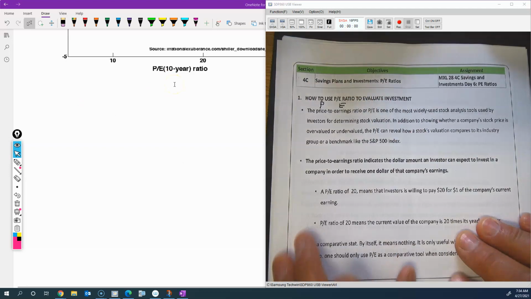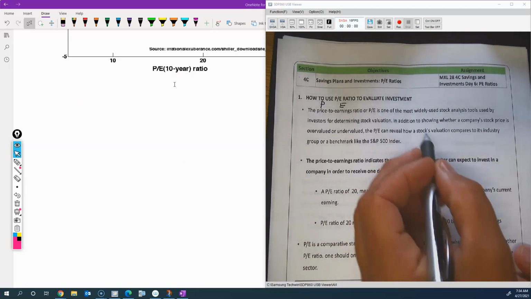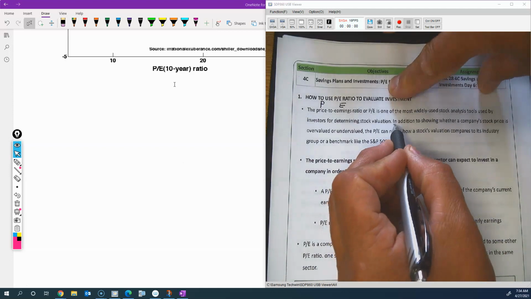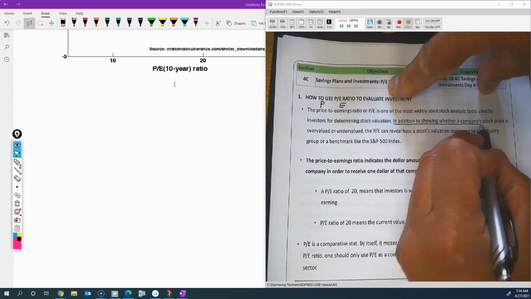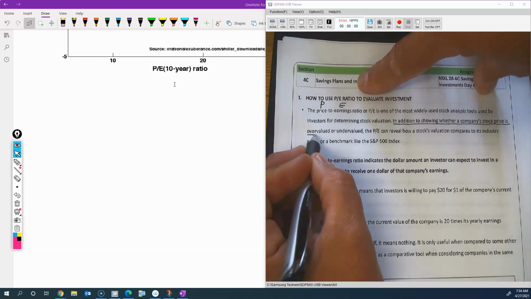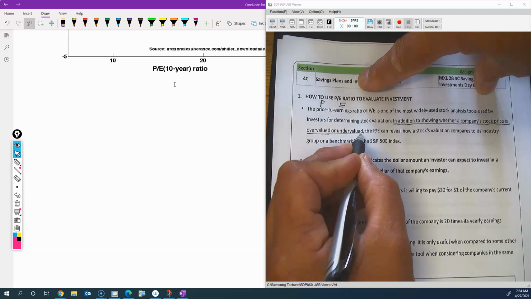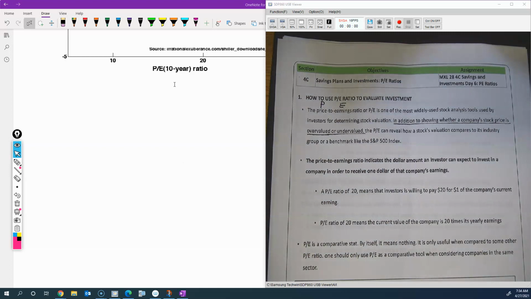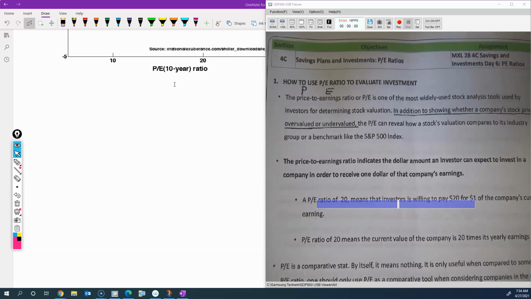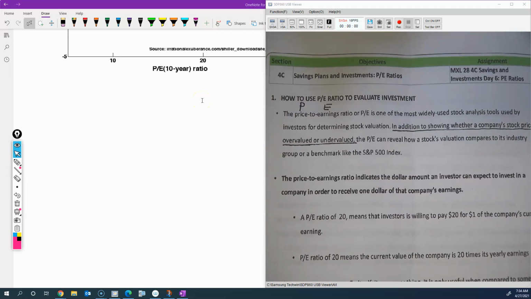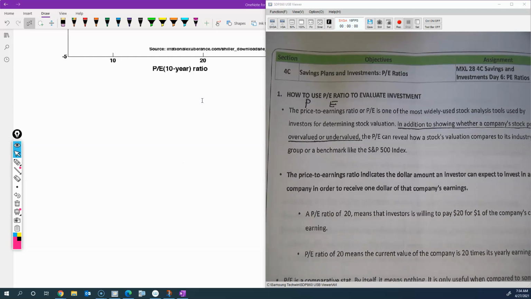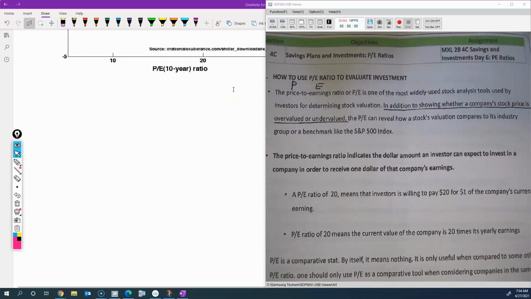The P/E ratio is a good way to tell you, go ahead and underline this, if a stock is overvalued, that means it's expensive for what you're getting, or if it's undervalued. An undervalued stock is what you're really looking for, because it's one that you can make a lot more money on, because you're not paying more than you should for it. You're actually paying less.